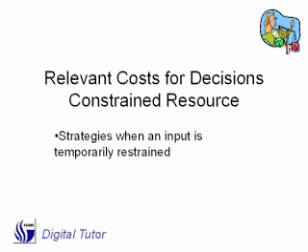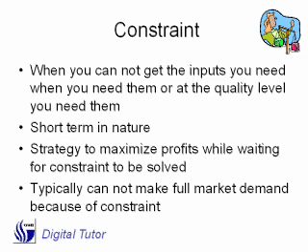This digital tutor is going to talk about constrained resources and the strategies we need to use. A constraint is when you can't get enough inputs, materials, labor, how many hours you can run your machine, how many deliveries you can make, and so forth. And typically this constraint is short term because if you have a lot of market demand, then you'll get another truck or another machine or hire some more workers.